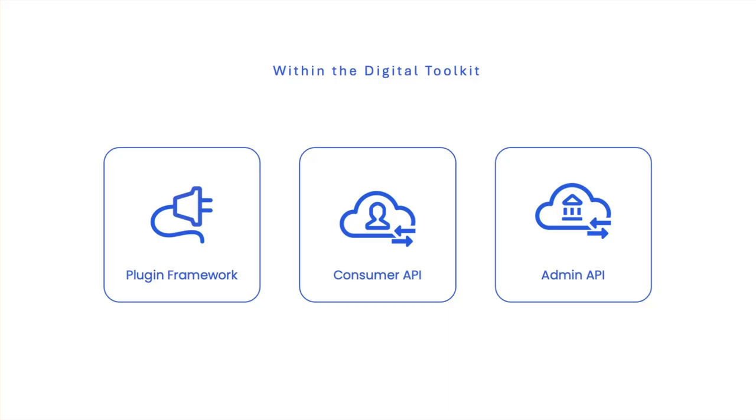Second, the consumer API. This allows you to access user data. The consumer API is the way for you to securely retrieve the user's financial accounts, transactions, and more. Finally, the admin API. This is how you can programmatically manage the back office. The admin API allows you to create solutions for an institution's back office support tools.